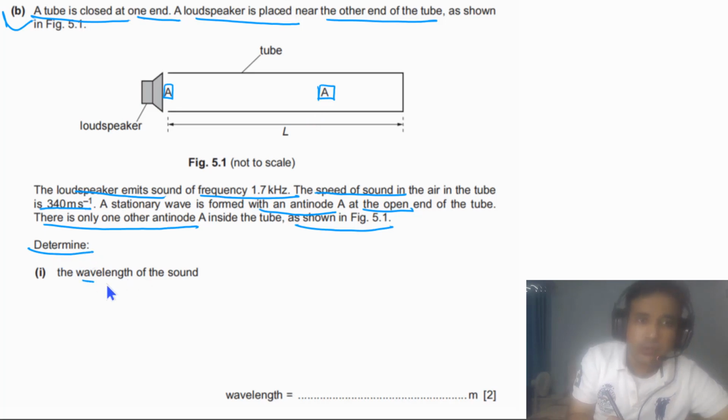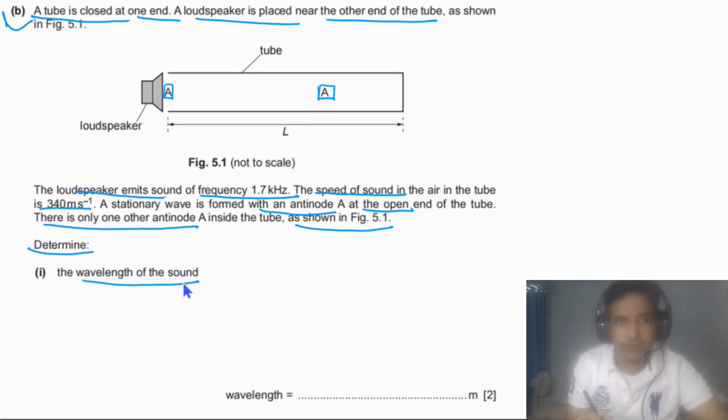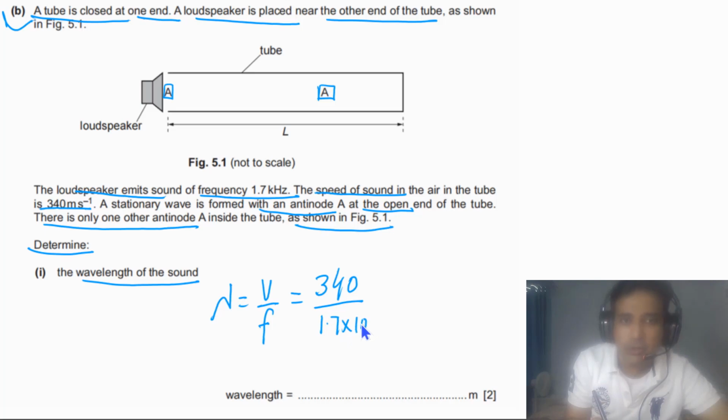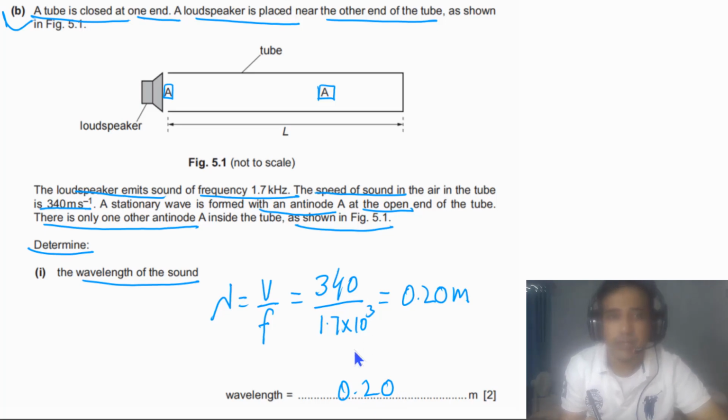For this question we need to determine the wavelength of the sound. We have the frequency, we have the speed. So we can write down lambda equals v over f. We have v equal to 340 meters per second, and the frequency is 1.7 kilohertz. If we solve this, we will get our answer to 2 significant figures: 0.20 meters. So this is how you can answer. This question has 2 marks. The first mark you will get if you have written this formula, which is 1 C mark, and the second mark will be the answer mark.